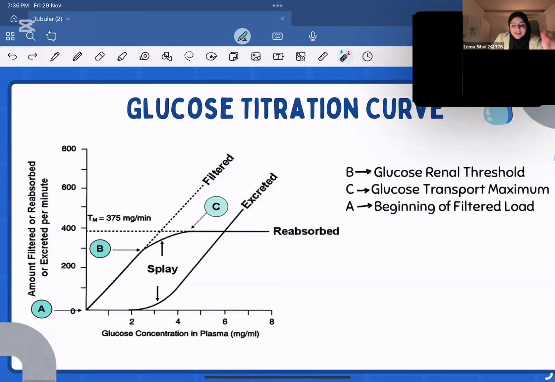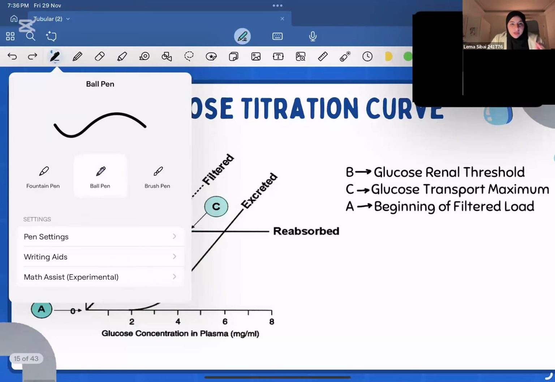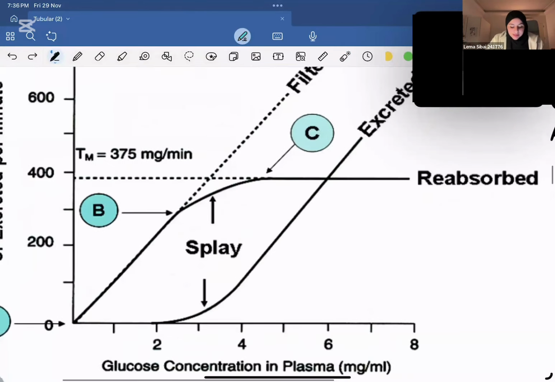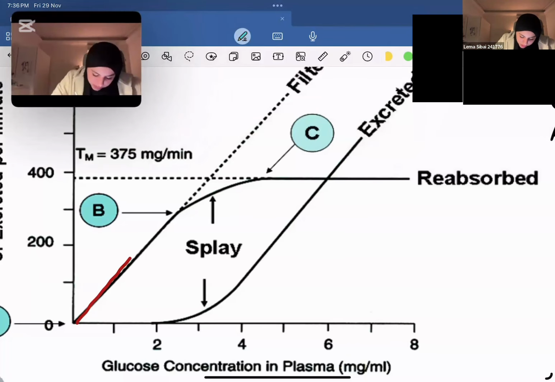So I'd rather take the time to explain this. Why C? Okay. Transport maximum just means that it's the point where it's the maximum reabsorption. And logically, this is the reabsorption. Let me get a different color. This is the reabsorption line.